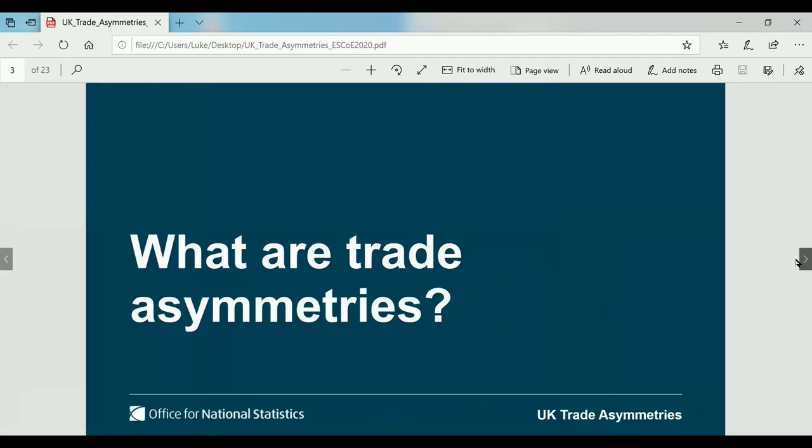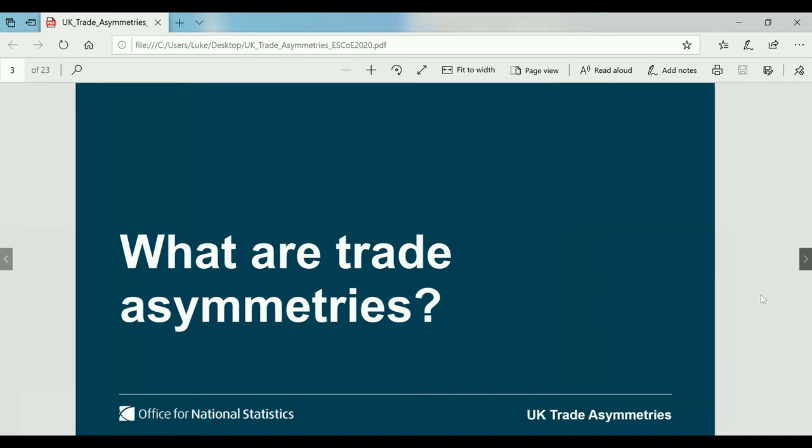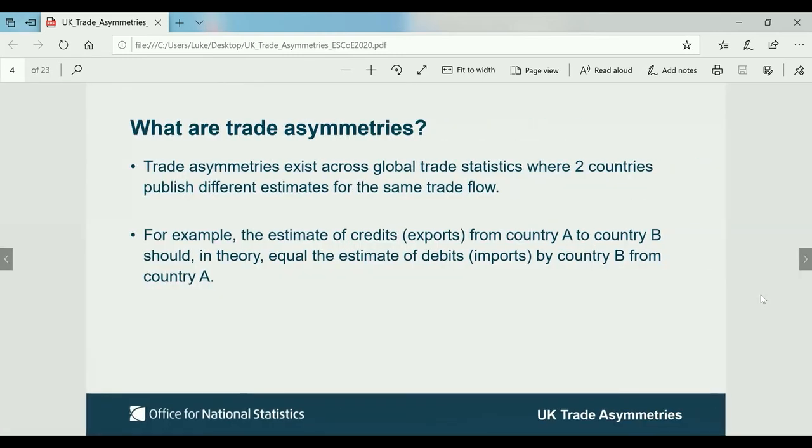So first of all, what are trade asymmetries? Nice and basic. Trade asymmetries exist across global trade statistics where two countries publish different estimates for the same trade flow. So for example, the estimate of credits from country A to country B should in theory equal the estimate of debits or imports by country B from country A.